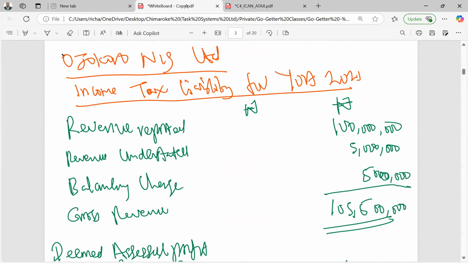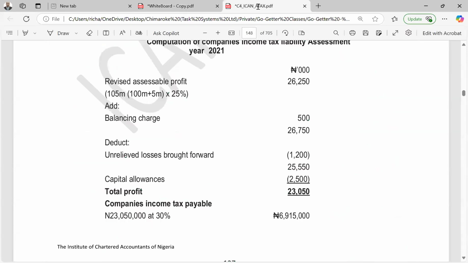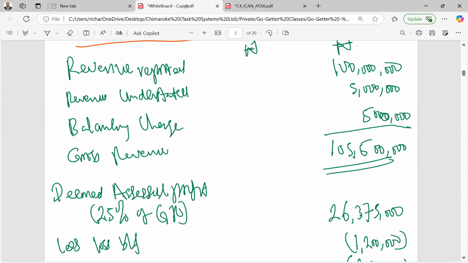Okay. They didn't use the balancing charge. It was not included in the computation of revenue, which is still fine, and they apply 25%. So this 25% is effectively the balancing charge. In theirs, it didn't affect the balancing charge. And so they have 26,250 and we have 26,375. It's because of the 500,000. It's not a big deal.